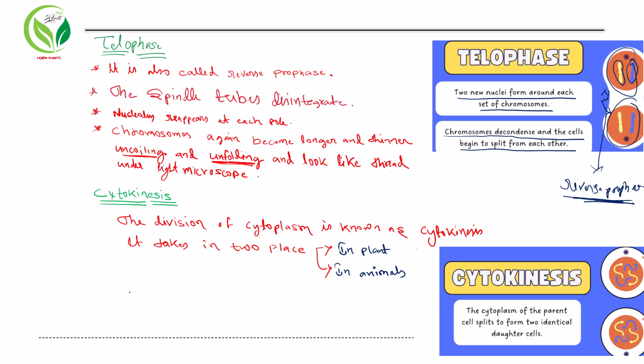And the spindle tubes disintegrate, the nucleus reappears at its pole, and the chromosomes are uncoiling and unfolding, becoming longer and thinner, and look like threads under the light microscope. So we can see this chromosome looks like a thread-like structure. Okay.